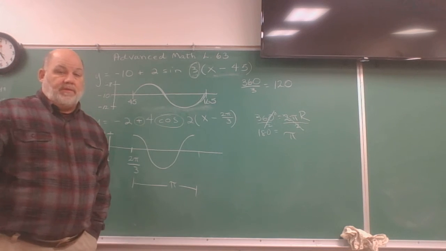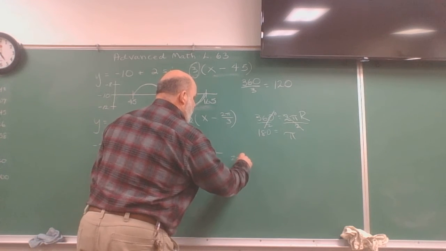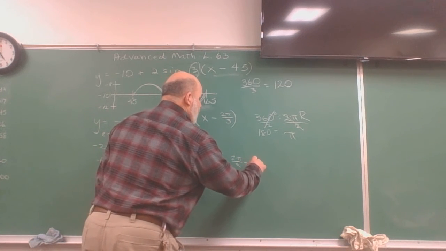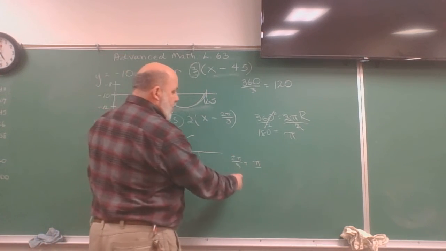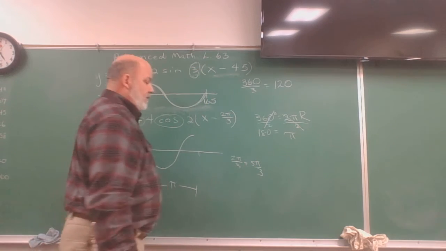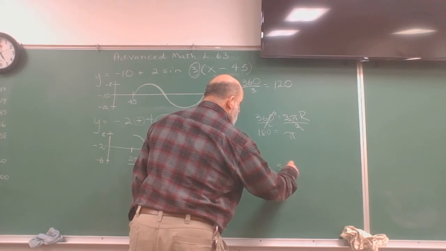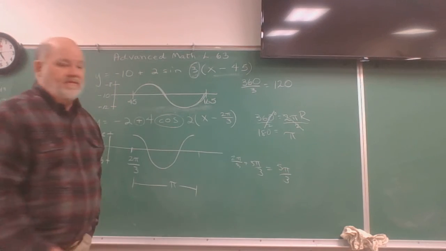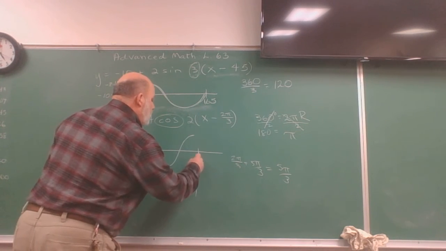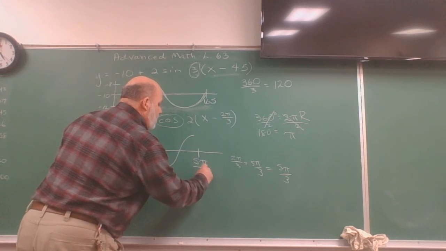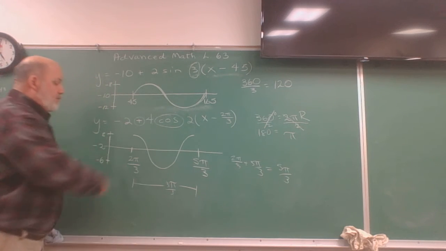Well, what's 2 pi over 3 plus pi? Well, that's fractions. You've got to have a common denominator. That's 2 pi over 3 plus 3 pi over 3. 2 pi's plus 3 pi's, 5 pi's, 5 pi over 3. This point right here is simply 5 pi over 3. You could have thought of this as going forward 3 pi over 3, same as pi.